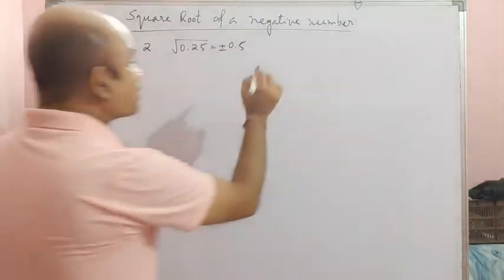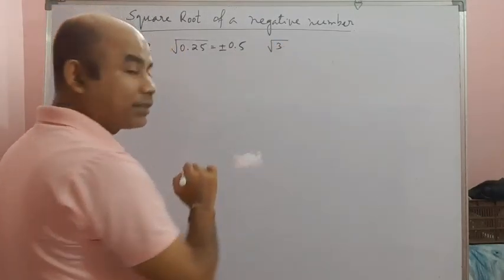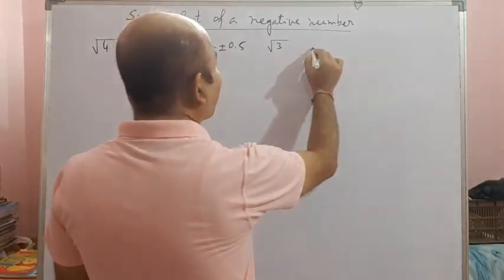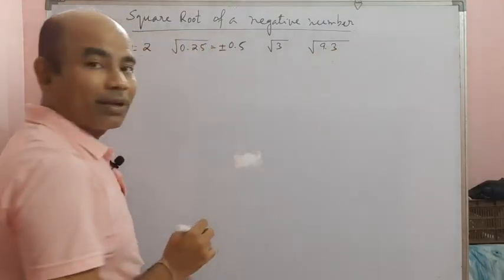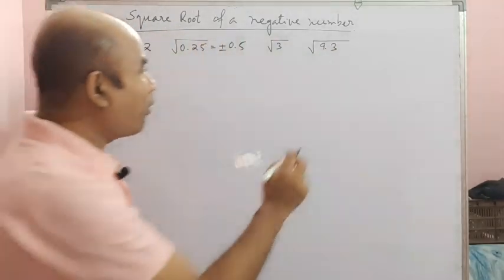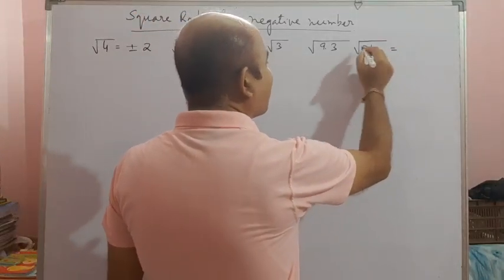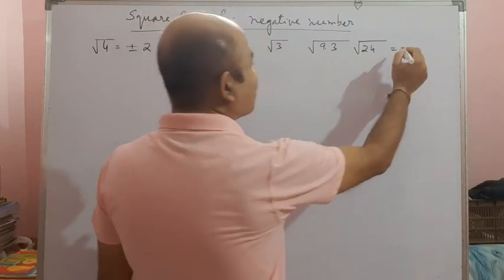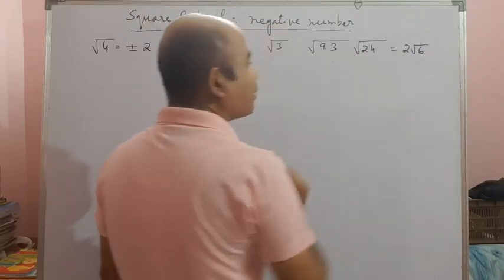But if your number is not a perfect square, suppose we are to find the square root of 3, which is not a perfect square, or say the square root of 9.3, which is not a perfect square, then it will be like root 3, root over 9.3, etc. Or suppose another one, say the square root of 24. As you know, 24 means 4 into 6. So 4 has square root 2, but 6 has no square root, so it will be like this.